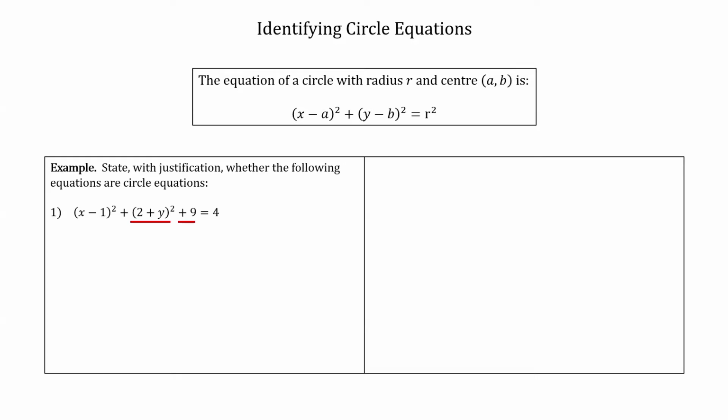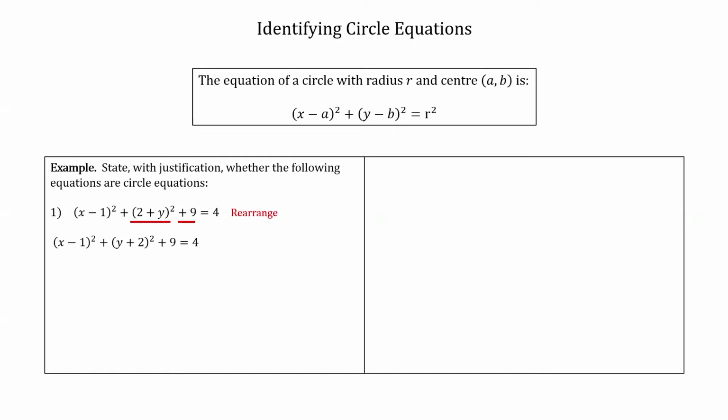But then we also have this plus 9. We don't want that on this side because if you look at the general equation, the only number outside the brackets is the r squared term, which is on the right hand side. So let's try rearranging. We have x minus 1 all squared, that stays the same, and then we have y plus 2. I've just flipped these two numbers around. It's fine that it's a plus and not a minus.